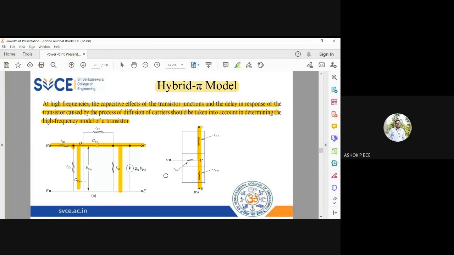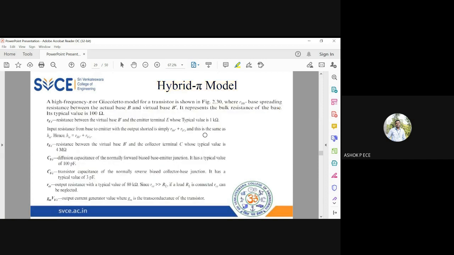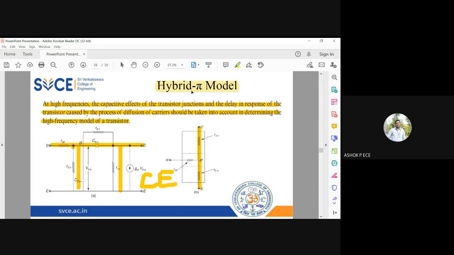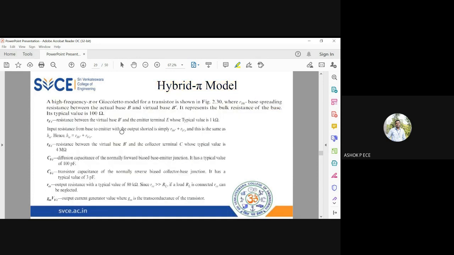The equivalent circuit diagram for the common emitter circuit looks like the Greek symbol pi. So we call it a hybrid pi model. And this hybrid pi model is exclusively used at high frequency. Okay. And see here, the explanation is given.